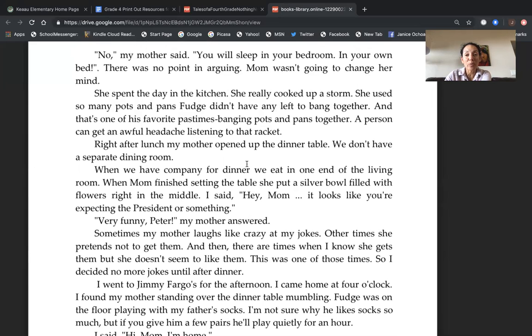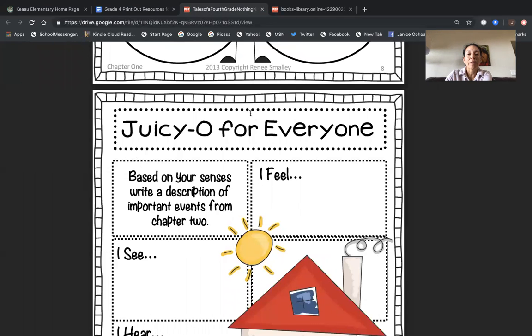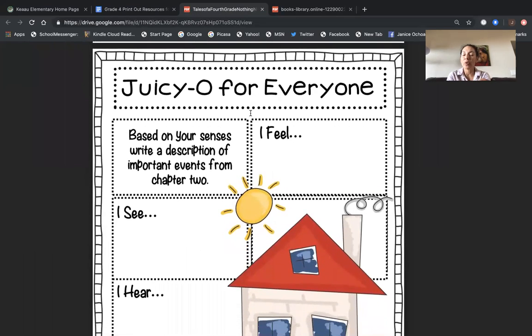I told you, when I read this book when I was in 4th grade, I laughed a lot. It was hilarious. So find out more by continuing to read chapter 2. So many funny things happen. Okay, so let's go over what you need to do for pages 9 and 10.